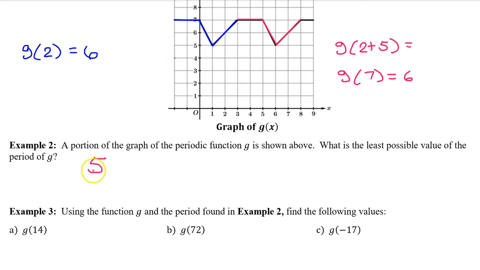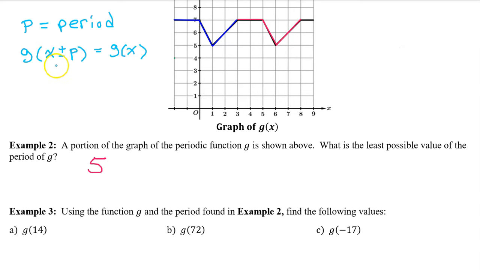So again, adding the period to any input value gives you the same output value. So in general, if p is the period of a periodic function, then g at x plus or minus p will still equal g at x. In other words, adding or subtracting the period will not change the value of the function.